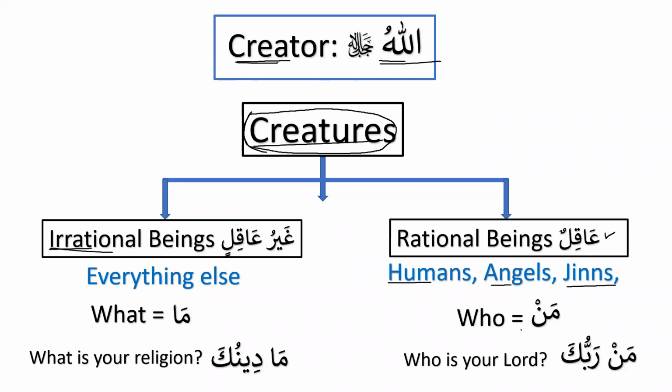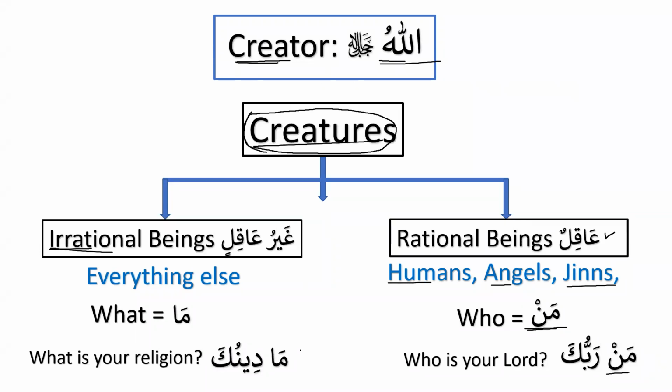And now we can see over here that man is used for rational beings, or it is used for aqil. As we know, the first question that we will be asked in the grave will be man rabbuka, who is your Lord? So we can see that man is used for humans, angels, and jinns. For the Arabic language, they are categorized as aqil, and the rest of the things are considered ghayru aqil. So man rabbuka, who is your Lord?